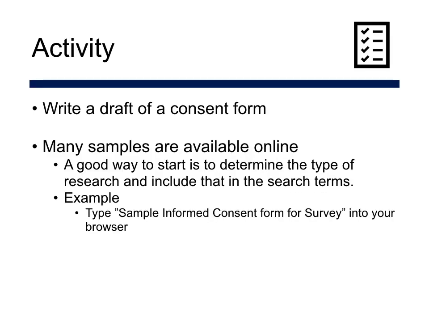For this activity, write a draft of a consent form. There are many examples online, and a good way to start is to think about the type of research you will conduct and then type that information into your browser. So for example, if I am going to conduct a study that's going to include a survey, I might type in sample informed consent for a survey. So take a couple minutes and think about what your consent form would look like.